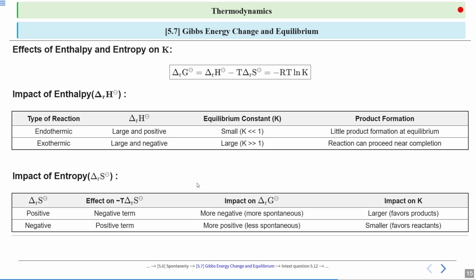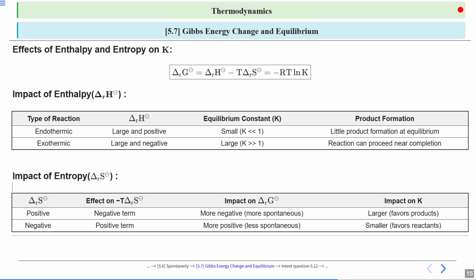If I talk in terms of entropy, if you take a positive entropy, what will be its effect? It will result in a negative term. Now, the more negative this term is, the more spontaneous your process will be. And second, if it is a negative term, then this T delta S will be positive and your process will be less spontaneous.